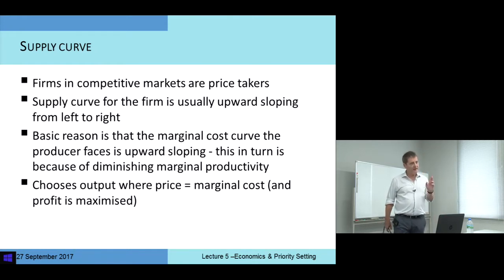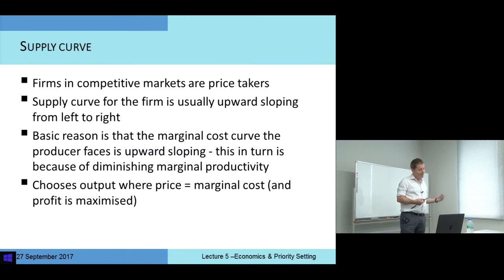Supply curve? Well, the supply curve, for firms in a competitive market, they're price taking. So what they have to decide is, given the price they can obtain for their good or service, what quantity do they want to provide? That's their decision. And that gives us a supply curve for the firm. As the price rises, we expect firms to want to supply more. It comes back to profit maximization. And so we get an upward sloping supply curve from left to right.